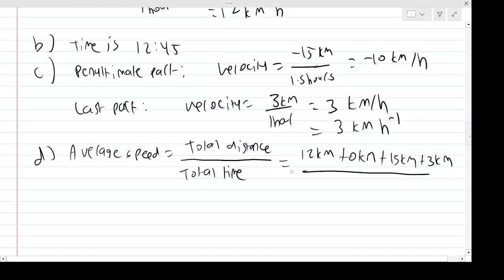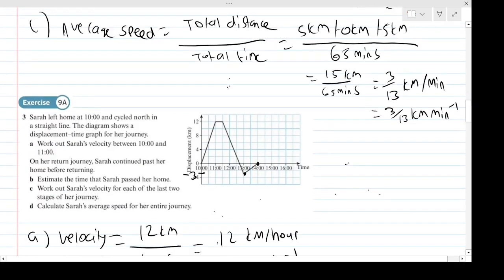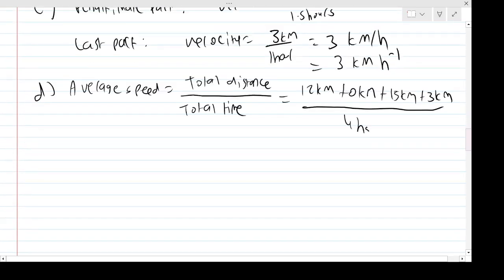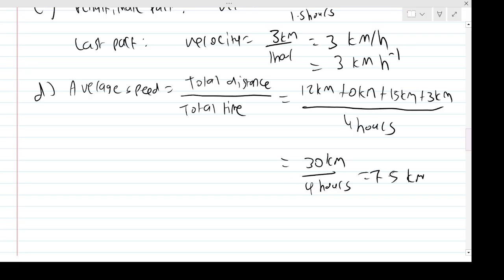And then the total time, well, they start at 10 and then they end at 2, so from 10:00 to 14:00 is 4 hours. So the total time is 4 hours. If we calculate all that, 12 and 15 and 3, that'd be 30. So 30 kilometers over 4 hours, which as a number is 7.5. So 7.5 kilometers per hour. And there we are. Cool.